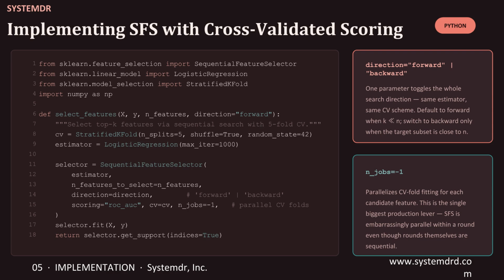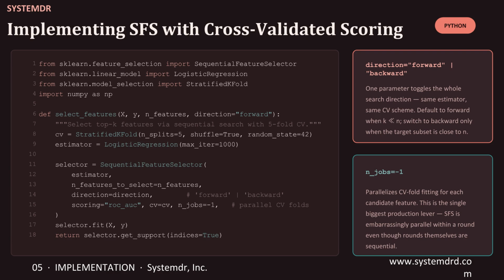The other detail I want to call out is n_jobs equals -1 on the selector itself. This is the single biggest production lever for making SFS tractable. Within any one round, you're evaluating many candidate features, and each of those evaluations, plus its cross-validation folds, is independent of the others. That means SFS is embarrassingly parallel within a round, even though the rounds themselves have to happen one after another. If your SFS run feels too slow, the first thing to check isn't the algorithm, it's whether you're actually using all your cores.